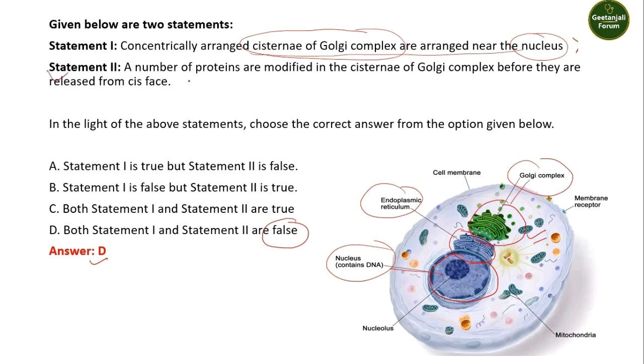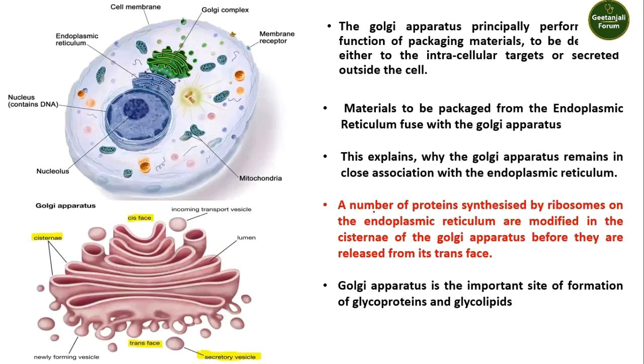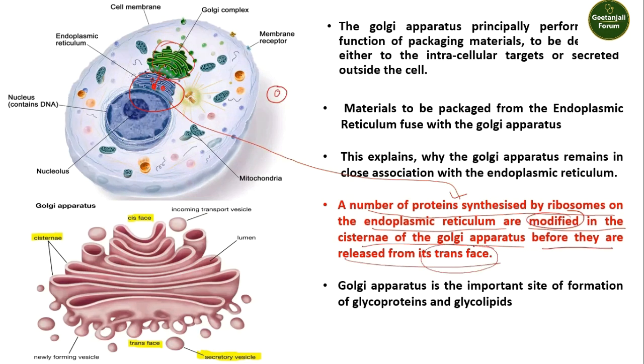The second statement is, a number of proteins are modified in the cisternae of Golgi complex before they are released from the cis phase. Now you can see here, I have taught you that a number of proteins are synthesized by ribosomes on the endoplasmic reticulum. In the endoplasmic reticulum, proteins are synthesized, and after that they are modified in the cisternae of the Golgi apparatus. They will go to the Golgi complex, and then in the Golgi complex they will be modified. These proteins will be packaged in the Golgi apparatus before they are released from its trans phase. So they will be released from the trans phase of the Golgi complex.